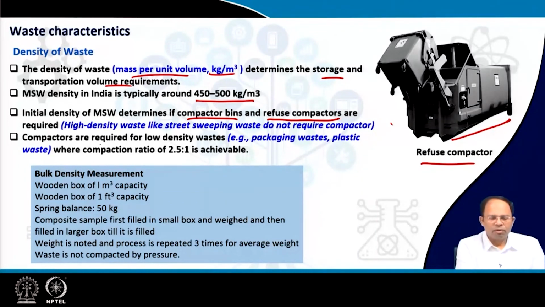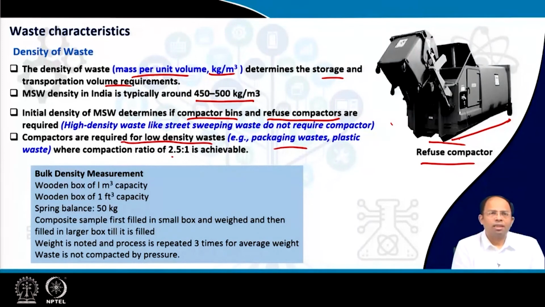So compactors are required for low density waste, usually packaging waste, plastic waste and so on, where we have to achieve at least a compaction ratio of 2.5:1. That means we have to make the waste 2.5 times more compact. If it is not so, then probably this would not be economically feasible, right? Because this kind of equipment also costs a lot of money.